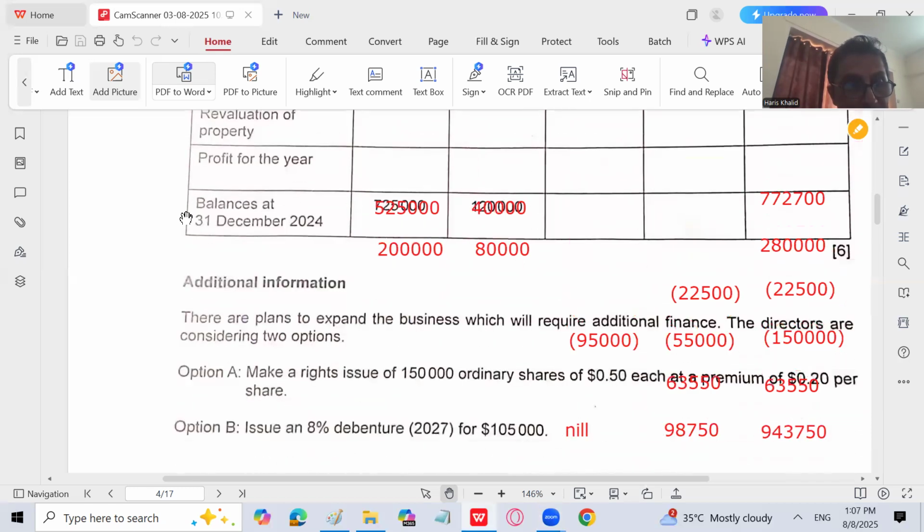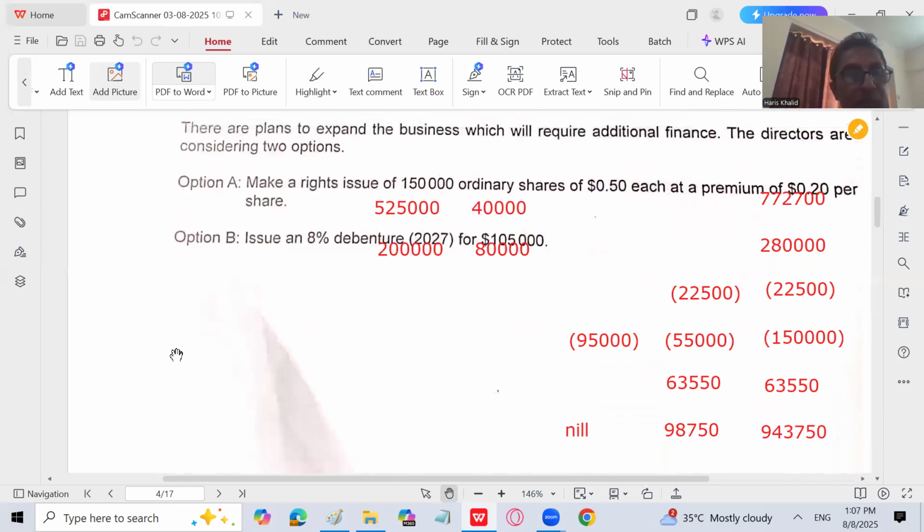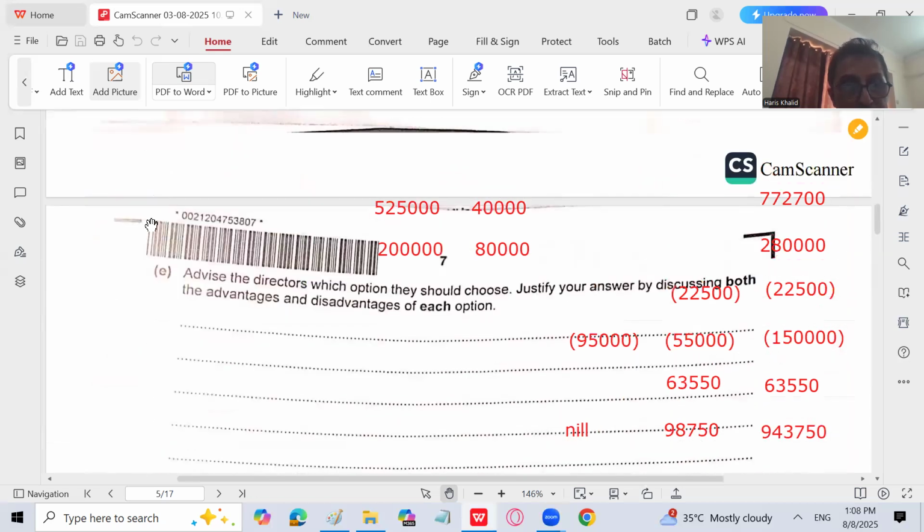Let's move forward. There are plans to expand the business, which will require additional finance. Directors are considering 2 options. Make a right issue of 1,50,000 ordinary shares of 0.5 each, at a premium of 0.2 per share. Or issue an 8% debenture for 1,05,000. So what we are doing, he has asked which option we should choose. Advise the directors which option they should choose. Justify your answer by discussing both the advantages and disadvantages of both the options.